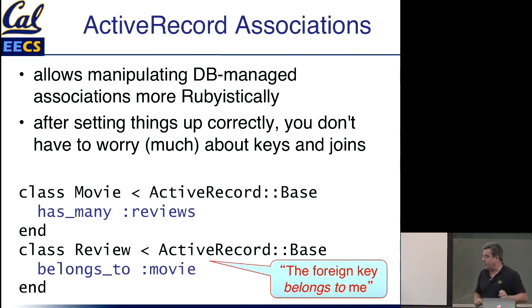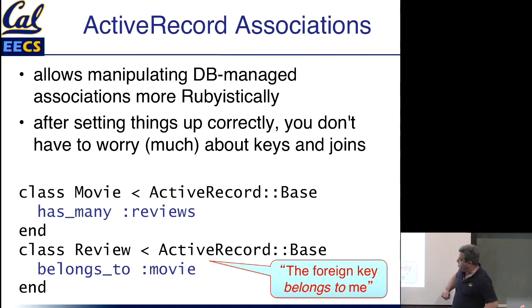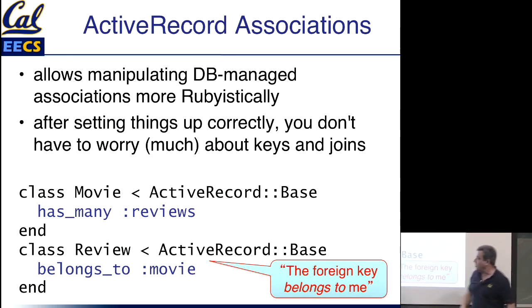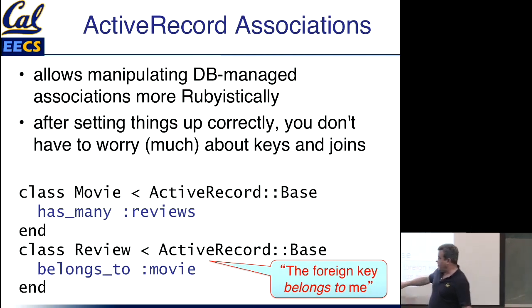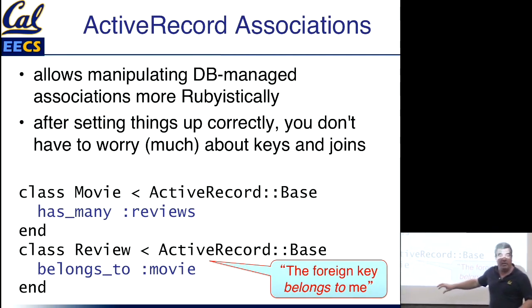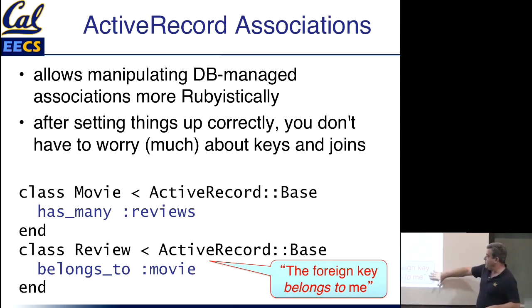And by the way, if you have trouble remembering where the foreign key goes, this is the mnemonic that I use. When I'm declaring relationships, if a movie has many reviews, which one gets has many and which one gets belongs to, the foreign key belongs to me. So if I say that a review belongs to a movie, because that's how a movie can have many of them, then the review table is the one that's going to have the foreign key back to the movies table, not the other way around. So this is just my little way of remembering this. Maybe it will help you.